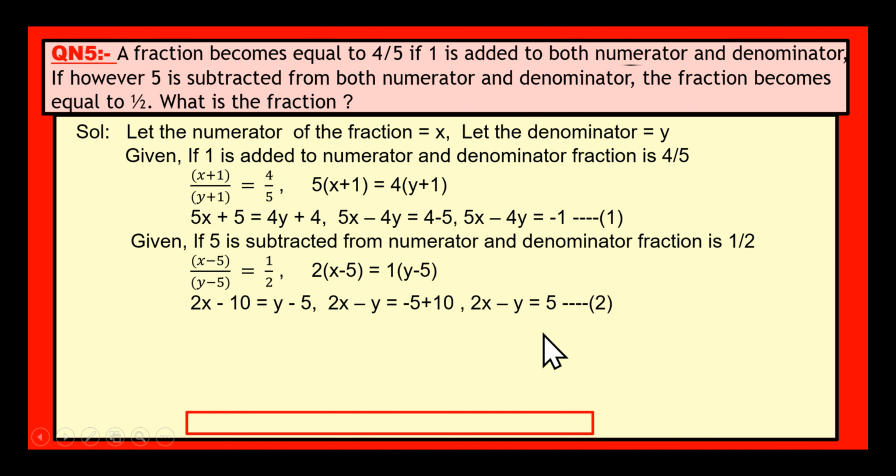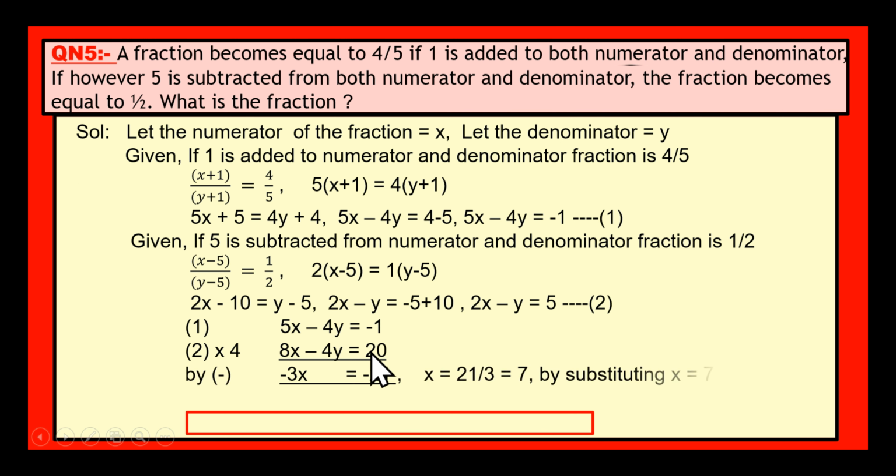And let us solve these two equations. Now in order to solve these two equations, if you observe, the x coefficients are different and the y coefficients are also different. So let us write the first equation as it is, that is 5x minus 4y is minus 1. And in order to make the y coefficients equal, let us multiply the second equation with 4. Multiply all the terms in the second equation with 4. 4 2s, 8x. 4 into minus 1y is minus 4y. 4 5s are 20. Now by subtraction, these signs may be changed.